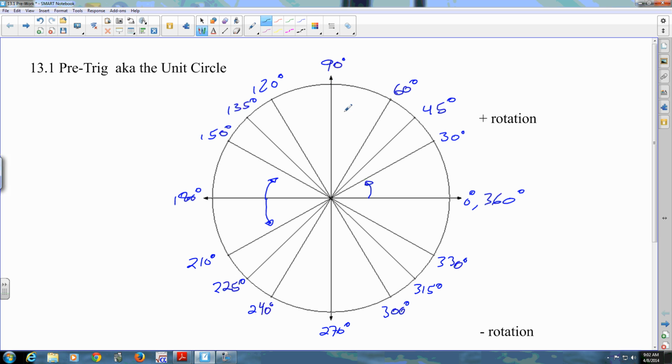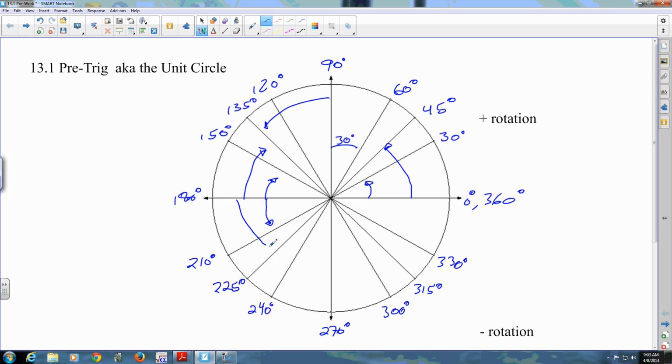If I could walk up here and do the same thing, this angle up here is going to be 30, and it's 30 degrees short of 90. This one's 30 degrees more than 90. This angle here is 45. This angle here is 45 more than 90, so 135, or it's 45 less than 180.